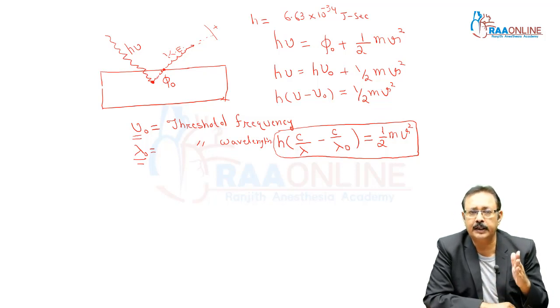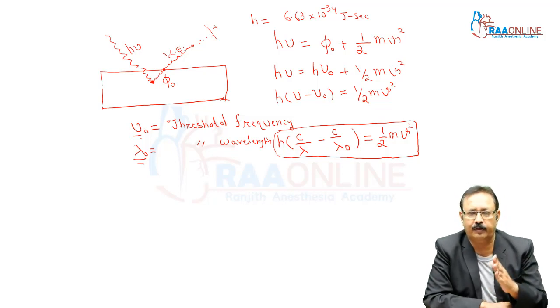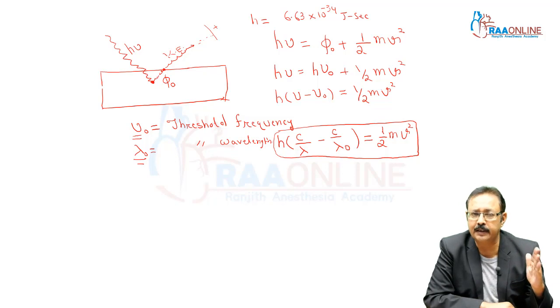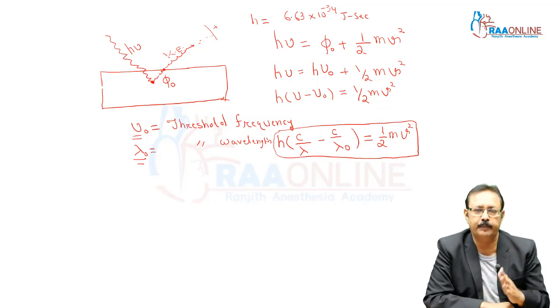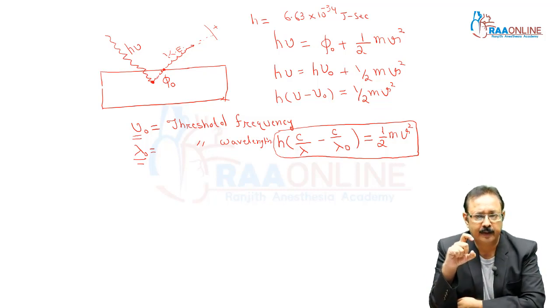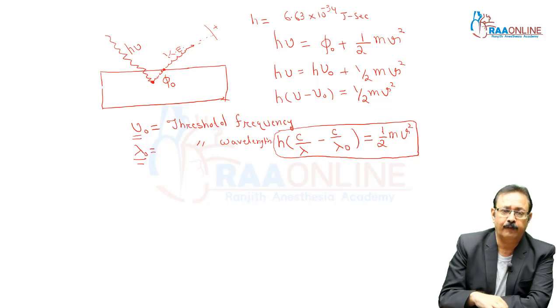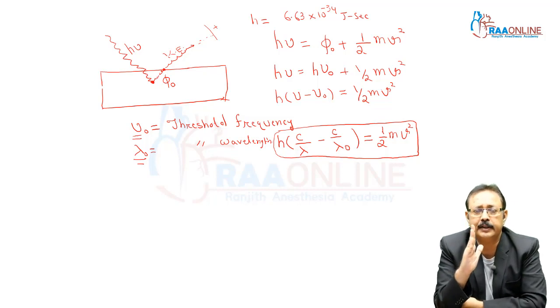Means if you are increasing the frequency, you are increasing the velocity of the ejected electron. If you are increasing the intensity, you are increasing the number of photoelectrons. Keep in mind, only these concepts were there. After that, we proved the dual nature of light, which was initially thought to be a wave; now it is behaving like a particle also.